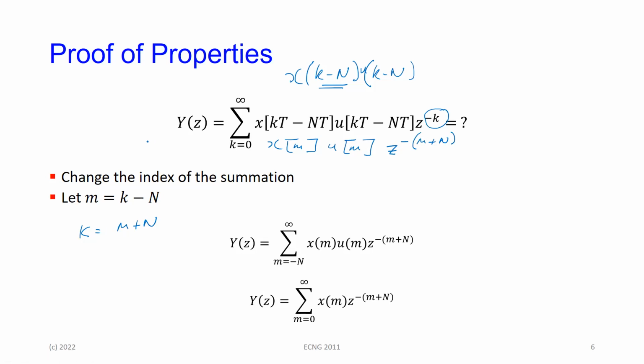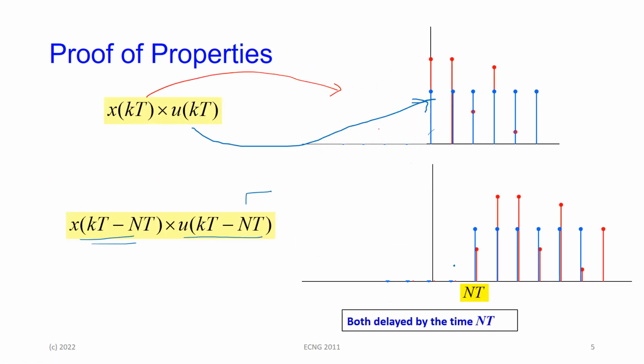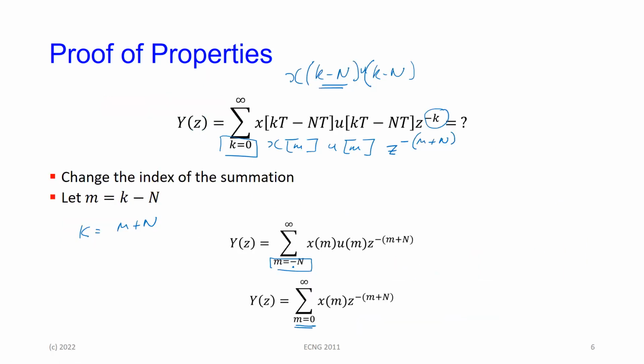Of course, I have to change the limits here now, because I'm changing everything in terms of m. Why am I doing that? To get it into the standard form that we have. So if I change k, I have m equal to minus n for the summation here. But remember, it's a causal signal, so m really doesn't have any minus n values. We have no values less than 0. So I can sum this from 0 to infinity. And this is what I have.